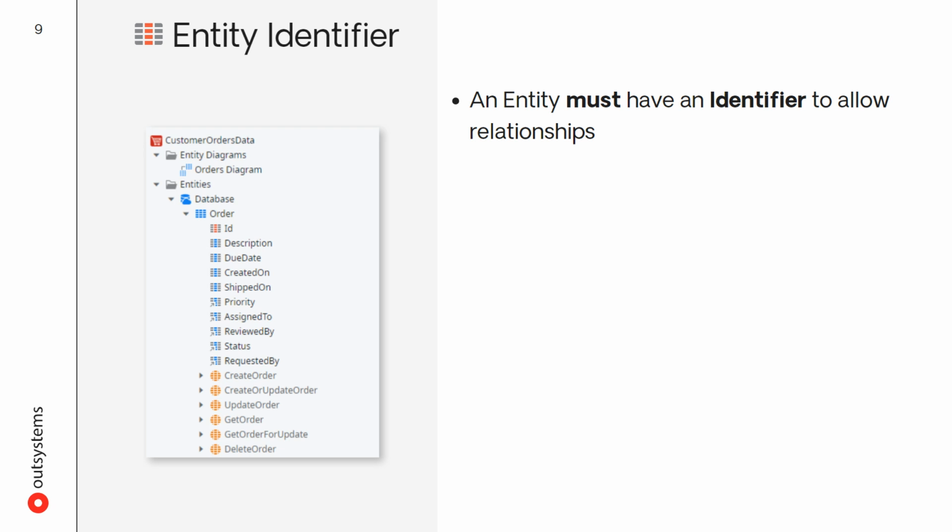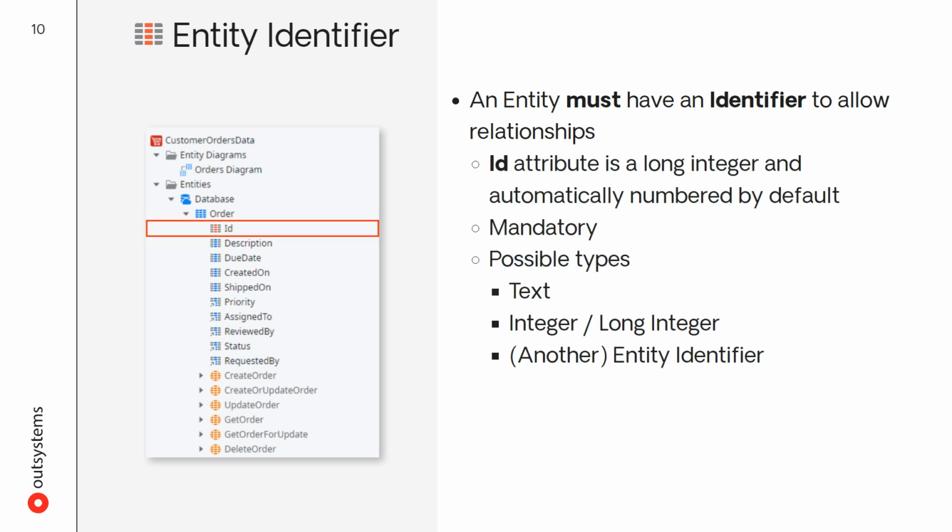Creating relationships between data in OutSystems is mostly based on entity identifier attributes. To allow a relationship, an entity must have an identifier. The entity identifier is automatically created when the entity is created, and it can be identified by the icon with the red stripe and by its name ID. By default, the ID is created as a long integer and set as AutoNumber, so that every new record added to the database will have a unique number to identify it. The identifier attribute is mandatory.